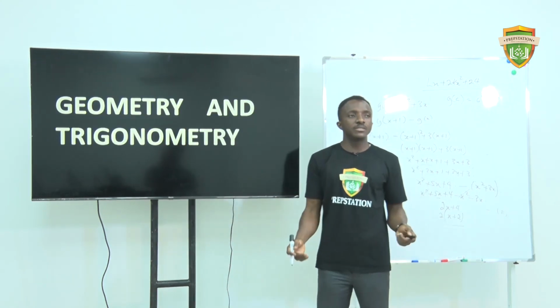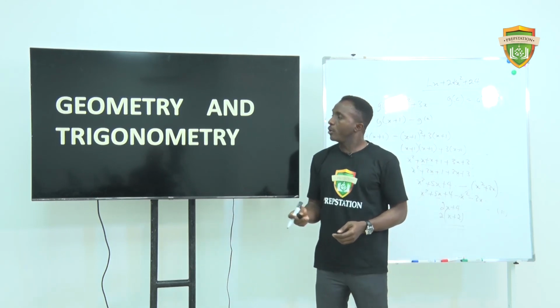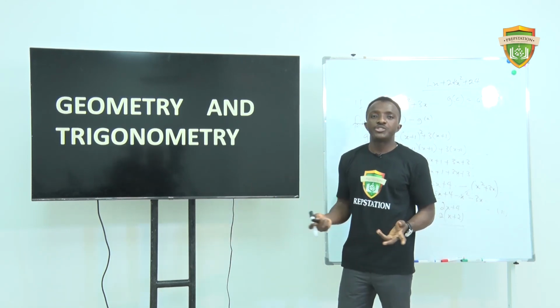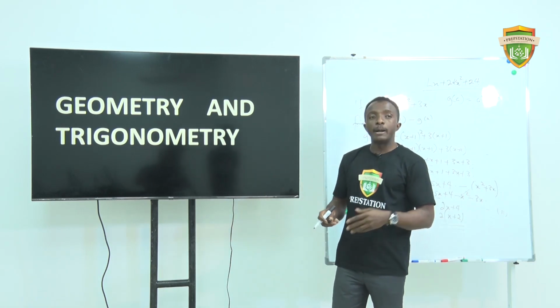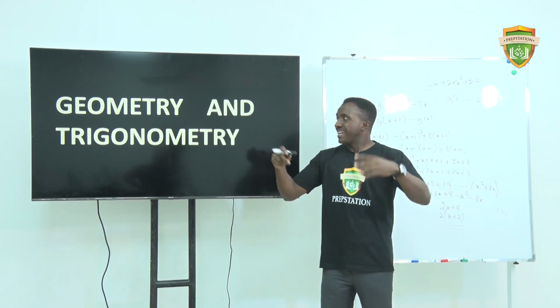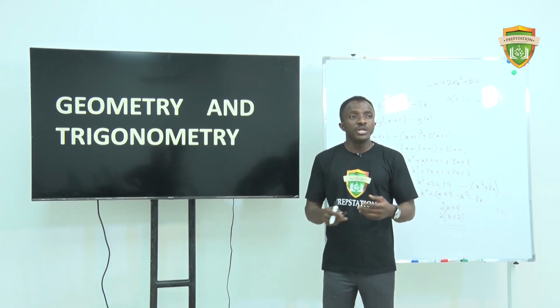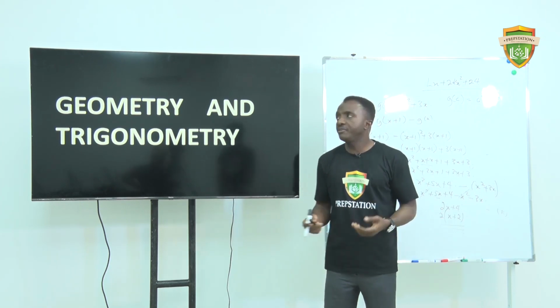That brings us to the end of algebra. Now we'll go to the next branch of the syllabus, which is geometry and trigonometry. When we're talking about geometry and trigonometry, we are dealing with shapes and everything that comes with them. That's geometry. And trigonometry is your cosine, your sine, your trig ratios, and everything.